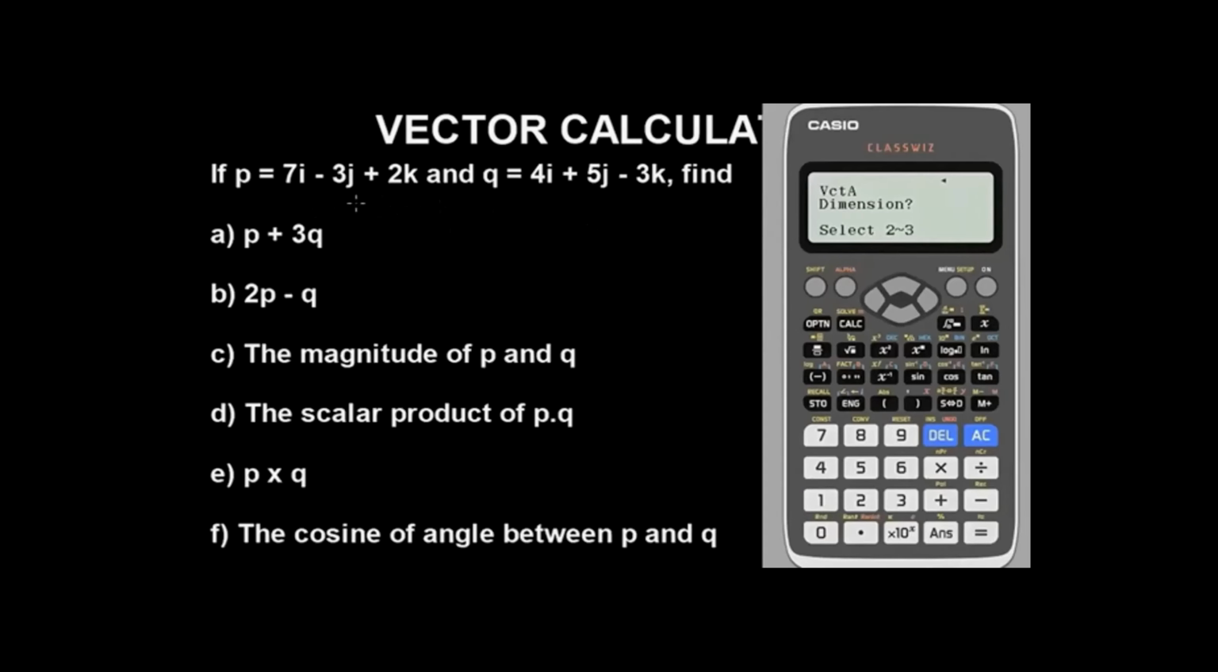So this vector, we are working with three-dimensional vectors in this question because we have I, J, and K. And if we had just I and J, it would have been a two-dimensional vector. But since it's I, J, and K, it's a three-dimensional vector. It's as simple as that, guys. So let's go ahead and select three-dimensional. So once you do it, you begin to input the various values.